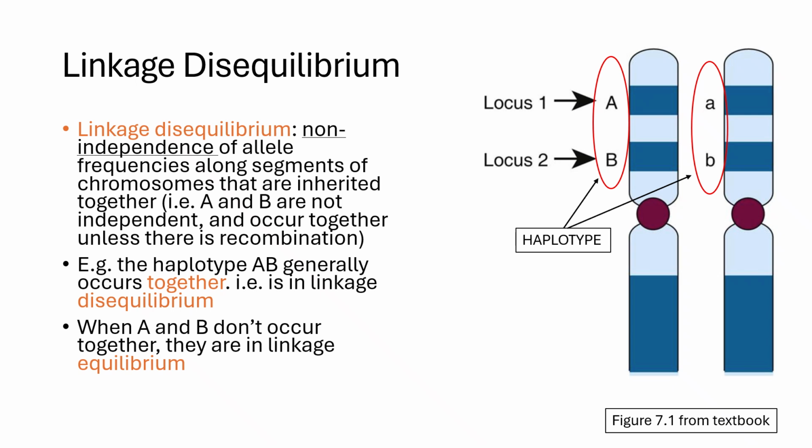So if there's complete recombination of all of the sites, then there'll be complete equilibrium. But here what happens is that the uppercase A and uppercase B are always occurring together. Therefore, they are in linkage disequilibrium. So where uppercase A is present, there's also uppercase B, and where lowercase a is present, there's also lowercase b. So the haplotype uppercase A and uppercase B generally occur together, i.e. it is in linkage disequilibrium. When uppercase A and uppercase B don't occur together, they are in linkage equilibrium.